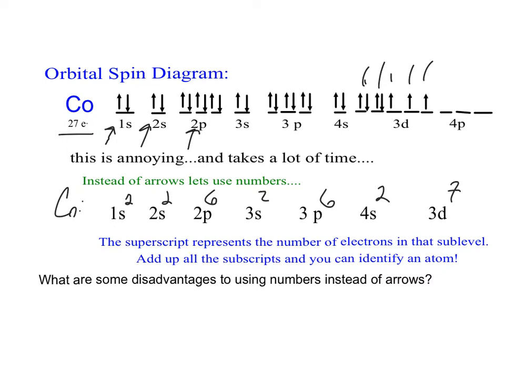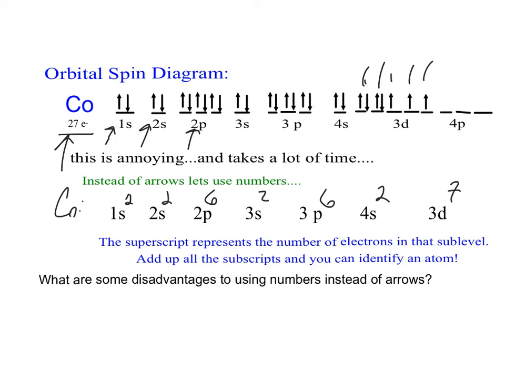So 2 plus 2 is 4, plus 6 is 10, plus 2 is 12, plus 6 is 18, plus another 2 is 20, plus 7 gets you to 27. And sure enough, the atom with 27 electrons is going to be cobalt, because 27 electrons, and knowing it's an atom, means it's neutral, so it should have 27 protons as well.